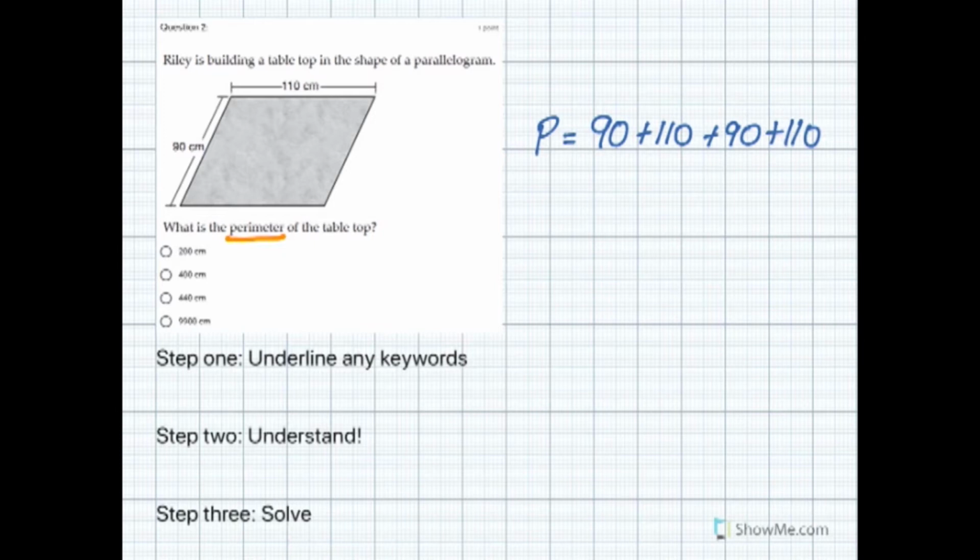One of the properties of a parallelogram is that the opposite sides are equal in length. Therefore, the right-hand side is equal to 90 centimetres and the side down the bottom is equal to 110 centimetres. When we add all 4 sides, we get that the perimeter is equal to 400 centimetres. So the correct answer for question 2 is option 2.